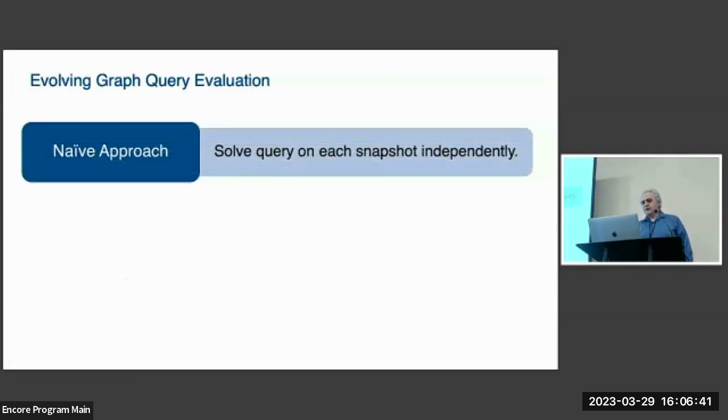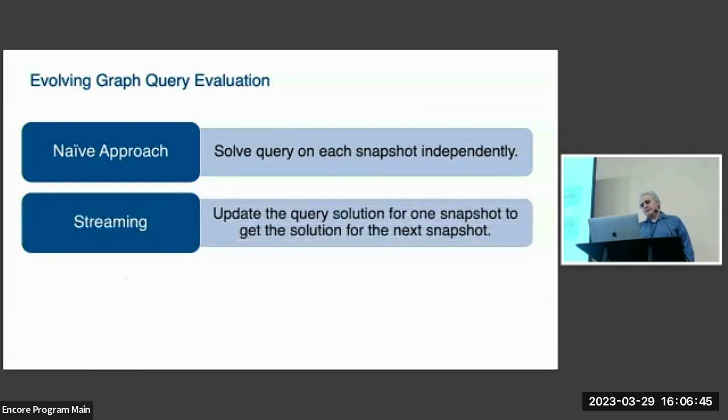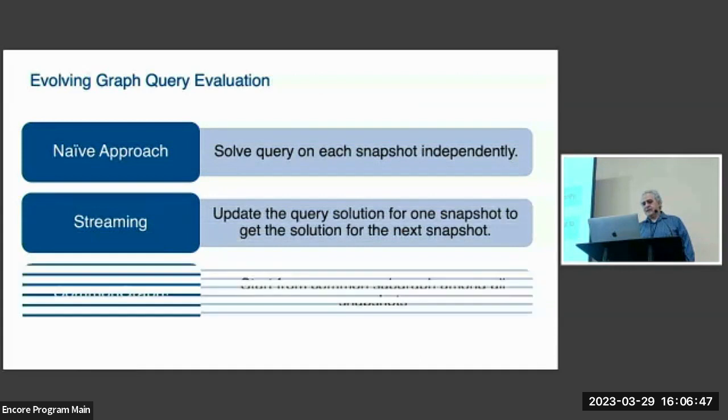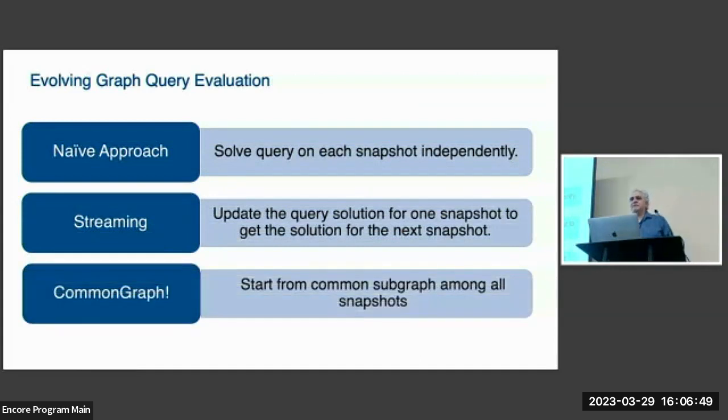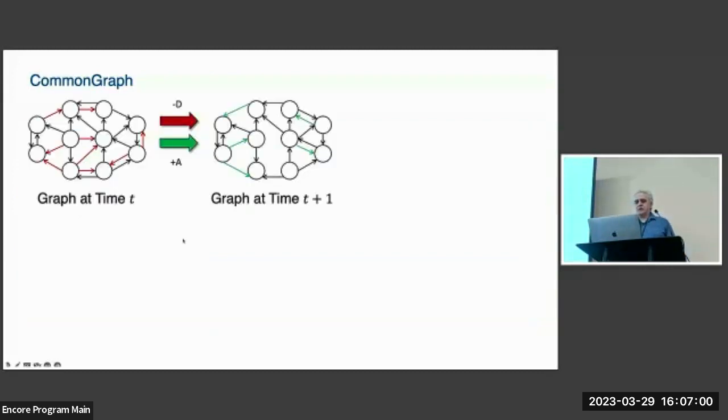Okay, so to recap, we have solve on every snapshot, or do streaming, but now we have to worry about the cost of deletions, or CommonGraph. The main insight is we're going to start with the part of the graph that has not changed and extract that as our primary representation. And what does that give us? As I go from time t to time t plus 1, I'm deleting the red edges and adding the green edges. So that's a bunch of additions and deletions to go from left to right.